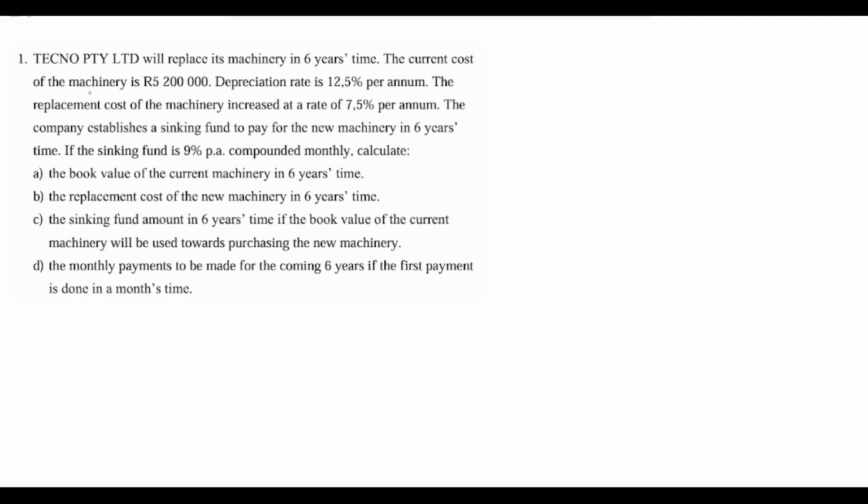Welcome back. Let's do question 1 for this activity. Techno Private Limited will replace its machinery in 6 years' time. The current cost of machinery is 5,200,000. Then the depreciation rate is 12.5% per annum. The replacement cost of the machinery increased at a rate of 7.5% per annum. The company establishes a sinking fund to pay for the new machinery in 6 years' time. If the sinking fund is 9% per annum compounded monthly, calculate the following.